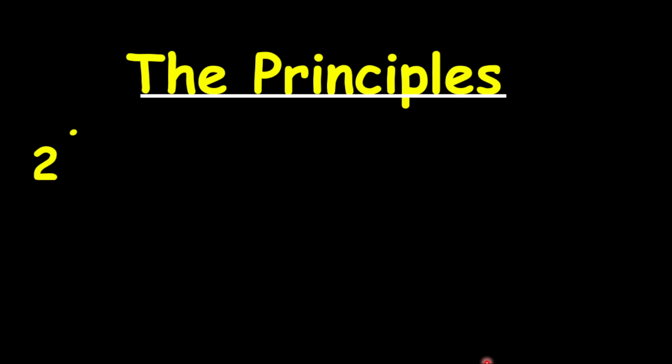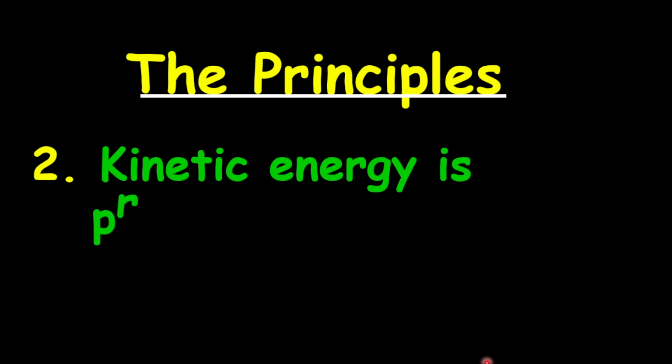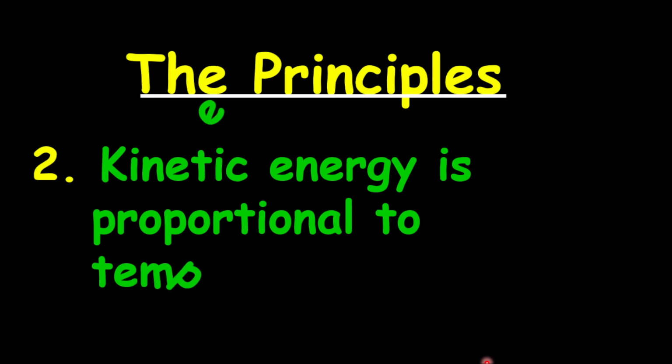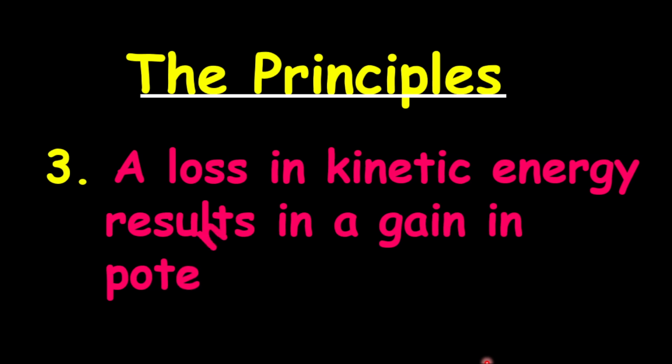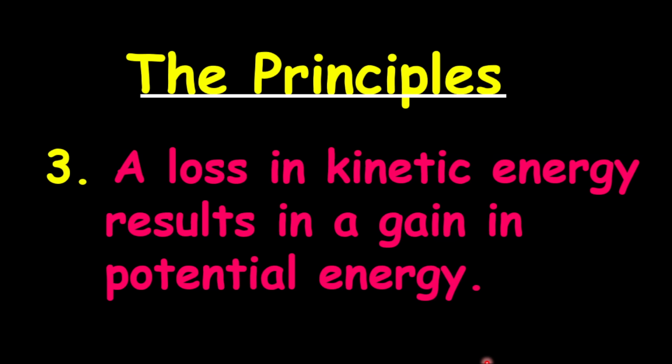The next thing you need to know is that the kinetic energy is proportional to what? Temperature. You need to know that because as temperature increases, particles move faster. They gain more energy and move faster. Now, a loss in kinetic energy is a gain in potential energy. So gain potential energy and lose kinetic energy.